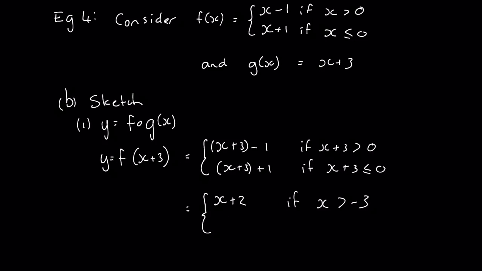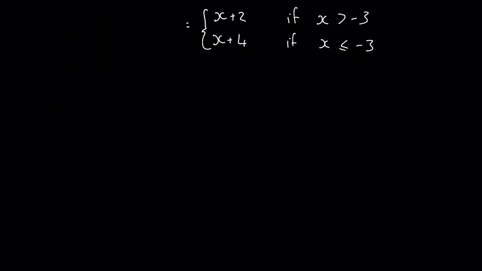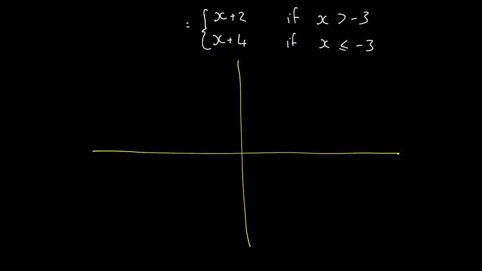And then for the second one, we can simplify that line to read x plus 4 if x is less than or equal to negative 3. So this is the line that we have to use now to sketch effectively. x plus 2 if x is greater than negative 3, and x plus 4 if x is less than or equal to negative 3. So on our Cartesian plane, we have two x change values. So it changes at negative 3 and negative 3. So effectively just 1 for the two different conditions. So let's start by putting a negative 3 line, and we can then work with that.